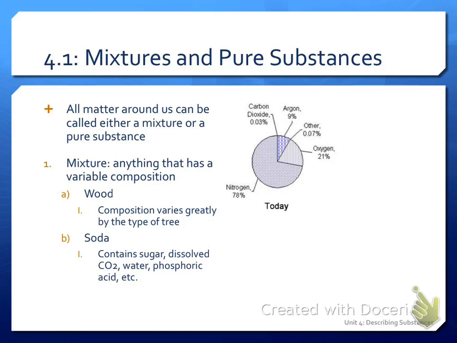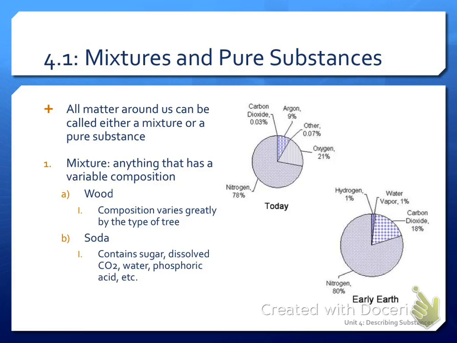And the next one that I'll talk about is very interesting, air. Air is a mixture. We know air contains mostly nitrogen. It's about 78% nitrogen. Okay, the rest of air is made up of carbon dioxide and argon and oxygen and some other things like water vapor. But just to show you that a mixture can vary in composition, the air that we breathe today is vastly different than the air that was around during the early Earth.